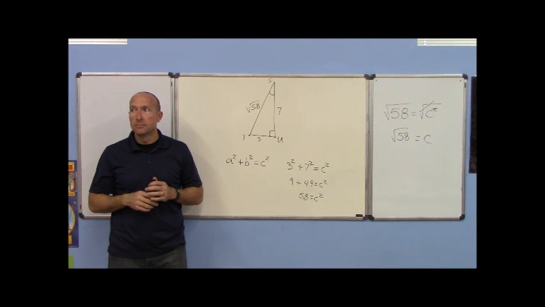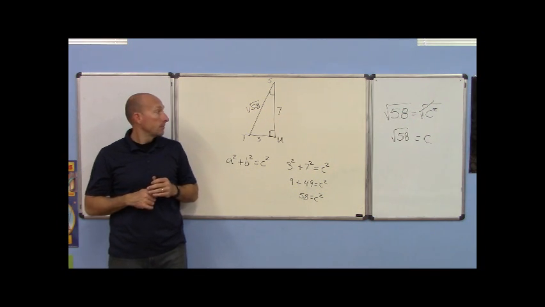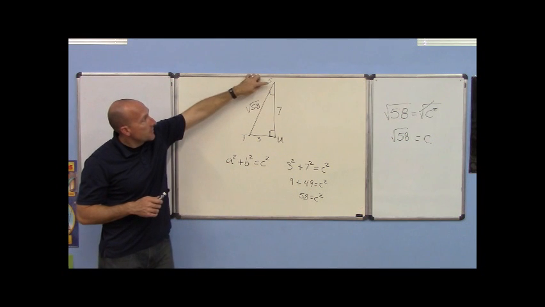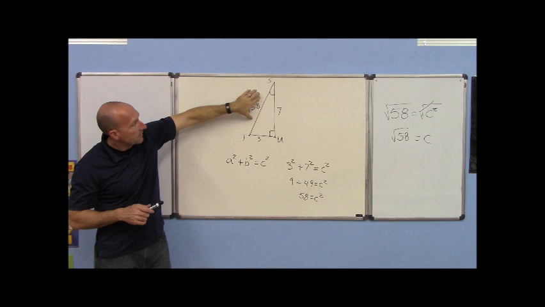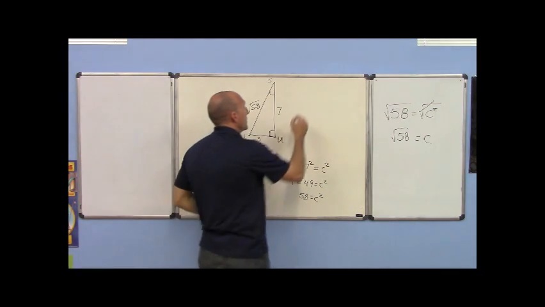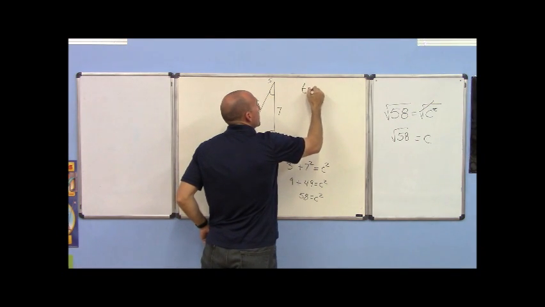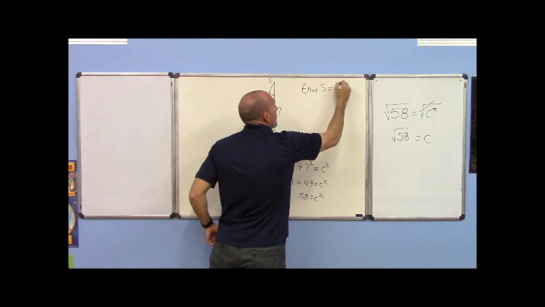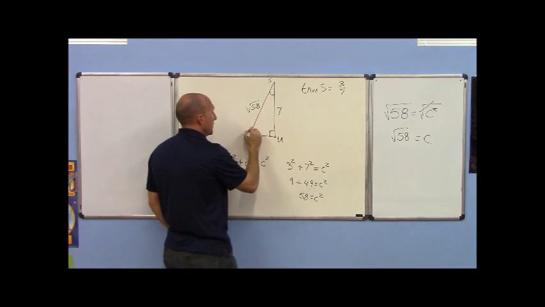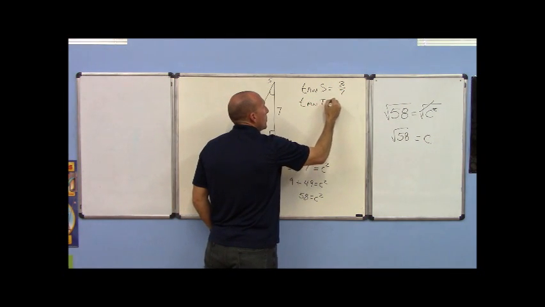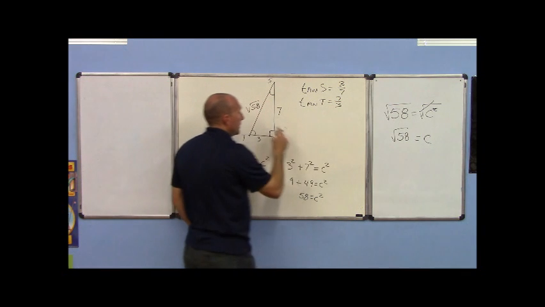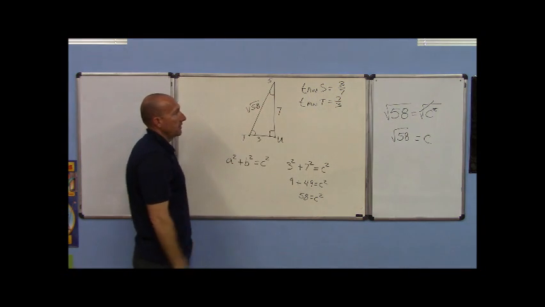Okay, so what number over what number? Square root of 58 over 3? Close? Well, not quite, because that is going to be the hypotenuse, c. It would be 3 over 7. 3 over 7, very good. So the tangent of S is going to equal 3 over 7. Likewise, the tangent of T is going to be 7 over 3, the opposite over the adjacent side.